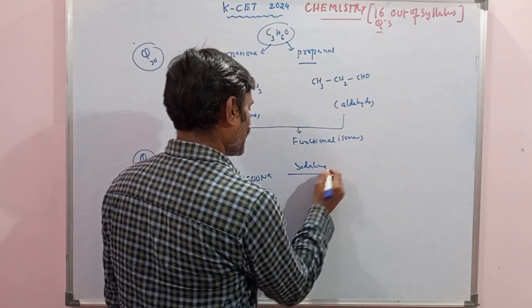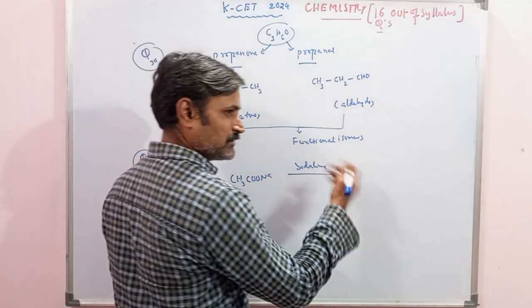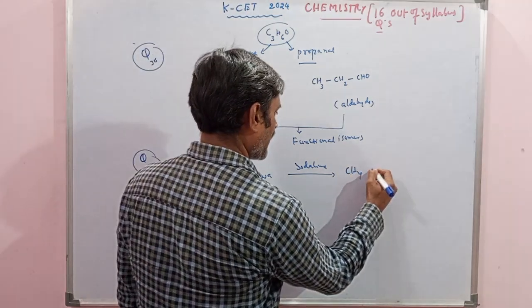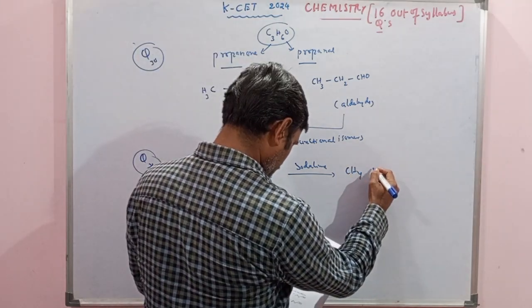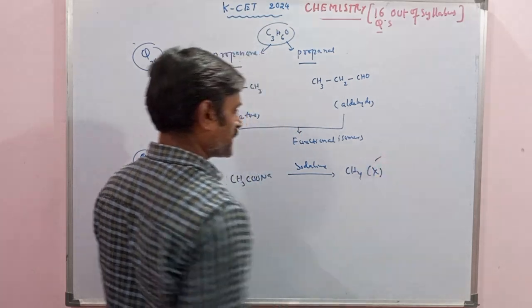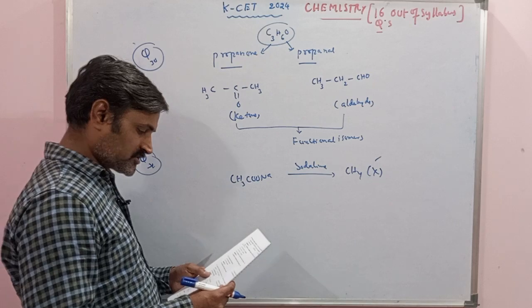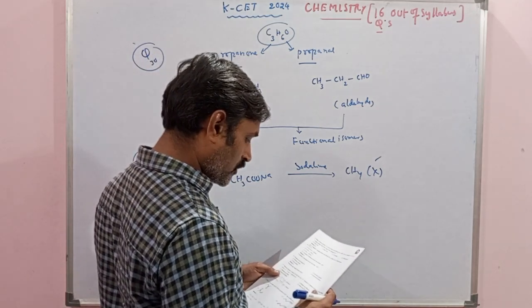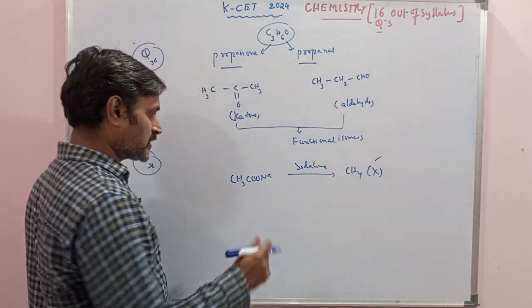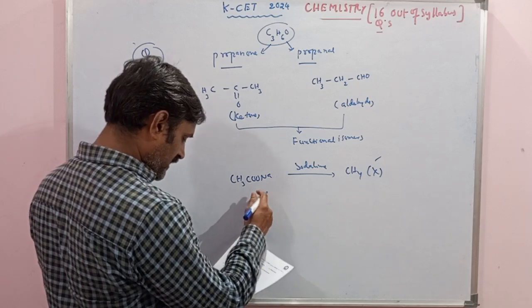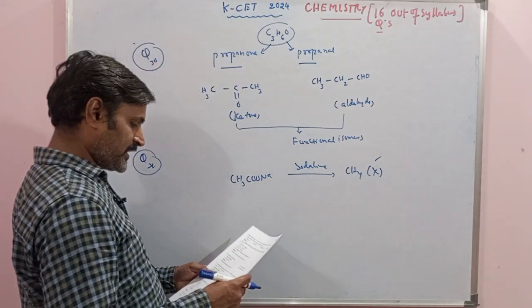Soda lime, what is its function? It is nothing but abstracting CO2. So it will give methane. That is the X which they are expecting in the equation. Another condition they have given is electrolysis: X on electrolysis of an aqueous solution of sodium ethanoate. So this is sodium ethanoate. Electrolysis gives Y, they are telling.